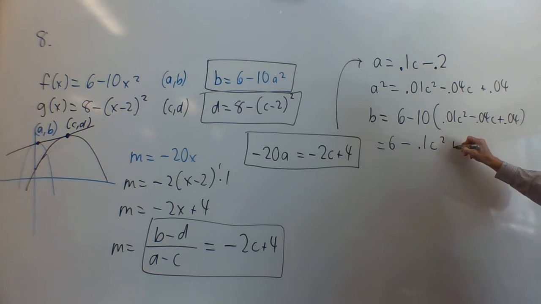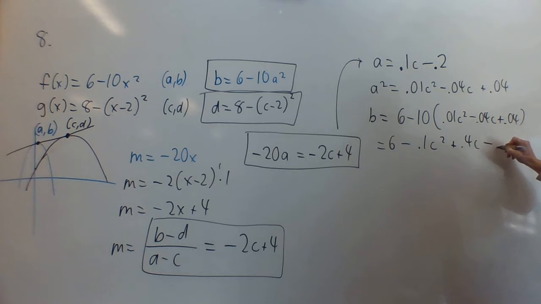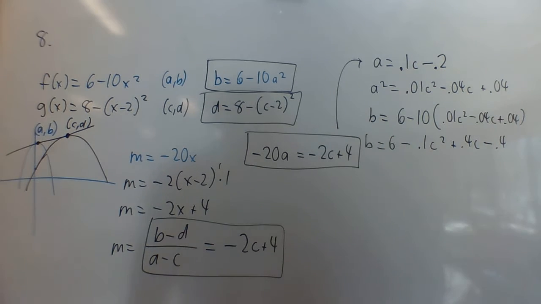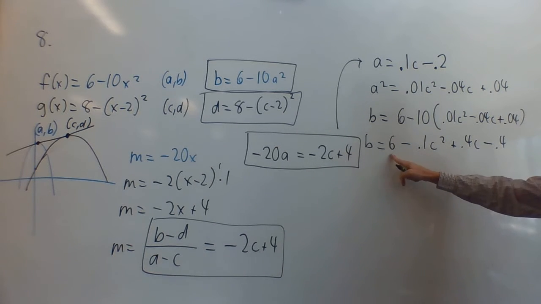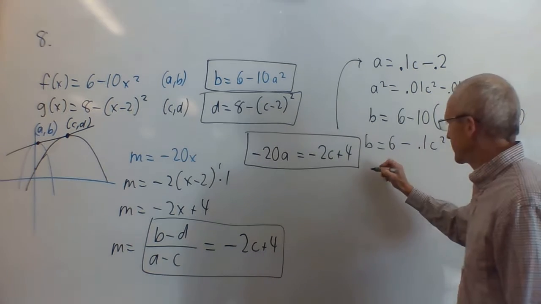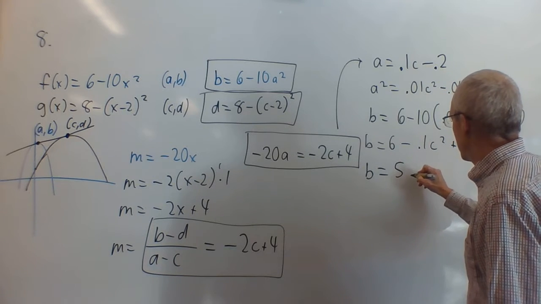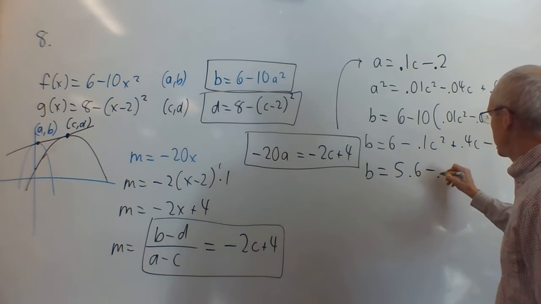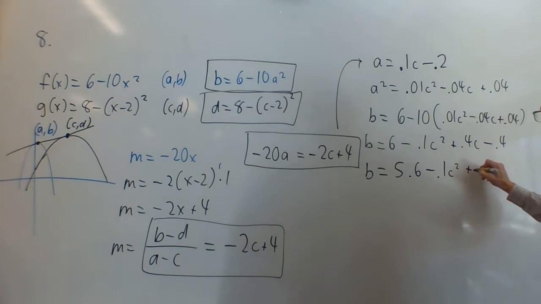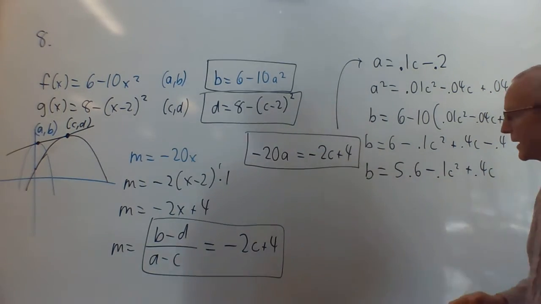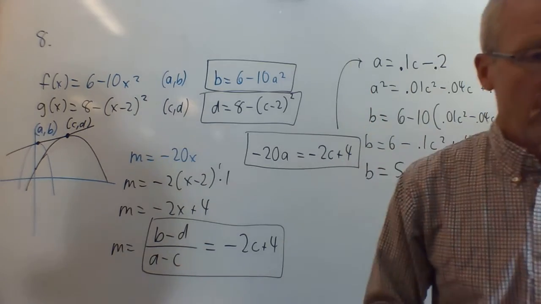Minus times a minus, so it's plus 0.4C. Minus times the plus is minus again, minus 0.4. That's what B is equal to. The only one we can combine is the 6 and the minus 0.4. So let's do that. So finally we get B is 6 minus 0.4 is 5.6. So 5.6 minus 0.1C squared plus 0.4C. That's what B is equal to.